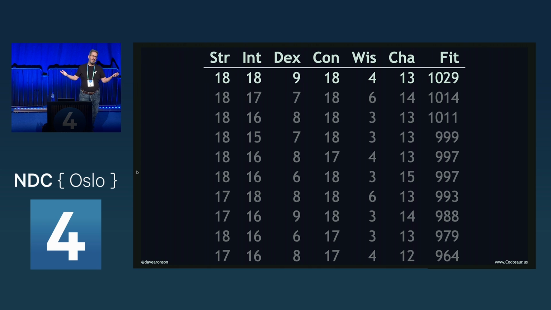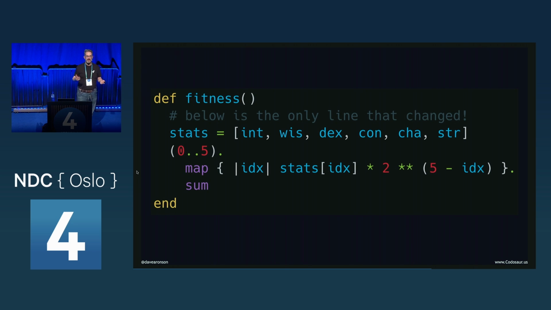Let's suppose we don't need any more fighters in the party, but now we want a wizard. All we need to do is tweak the fitness function like so, to prioritize now intelligence, wisdom, and dexterity, and so on down to strength. And an initial population would look roughly the same since we haven't changed how that's generated.